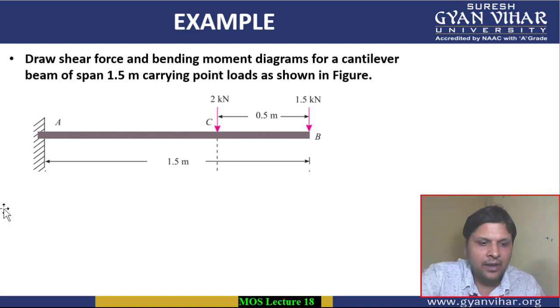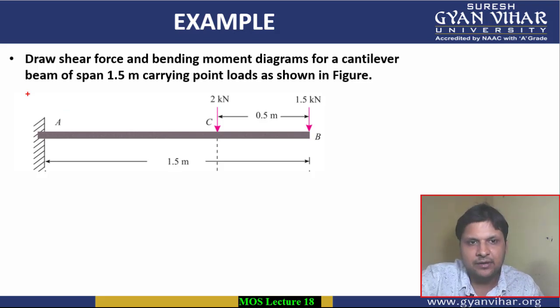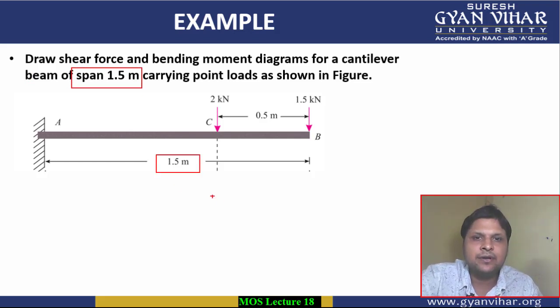Now moving further, let's take another example. Now we are taking an example of point loads acting on a cantilever beam, and we have to draw its shear force and bending moment diagram. In the question they have given you the span of the beam as 1.5 meter. It is already given here. The point loads acting are 2 kilonewton at C and 1.5 kilonewton at B.